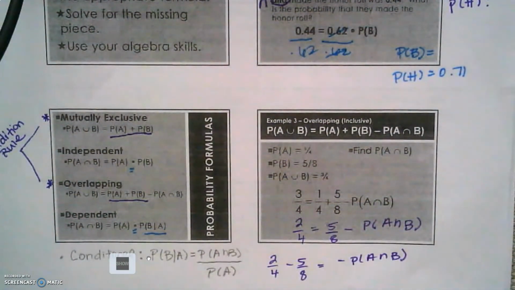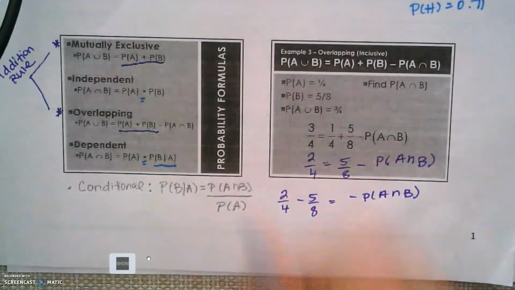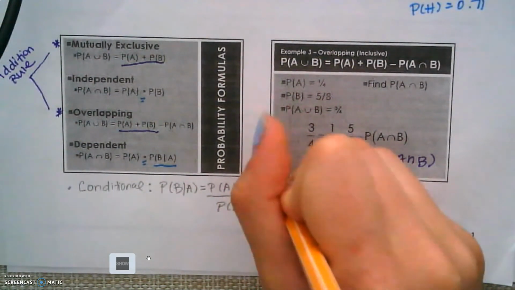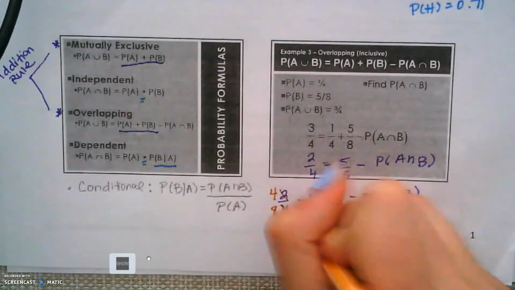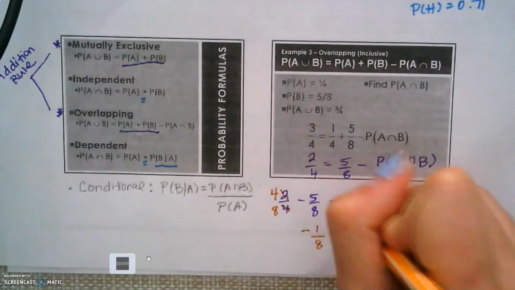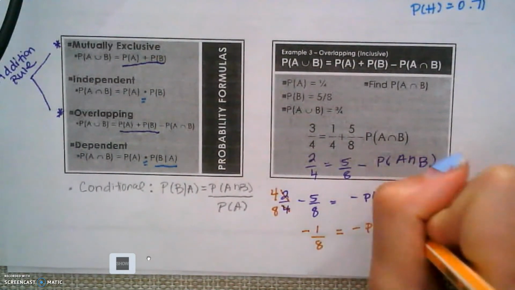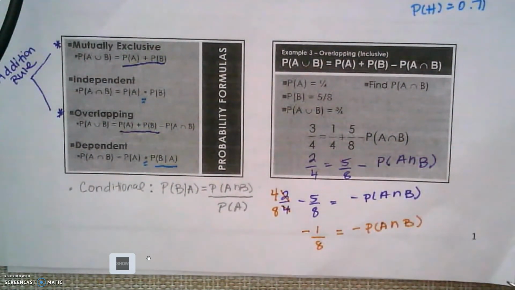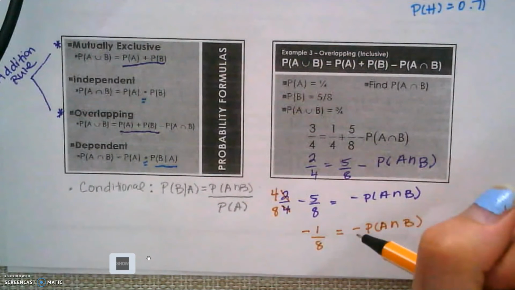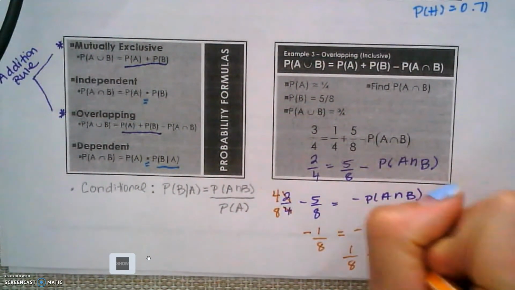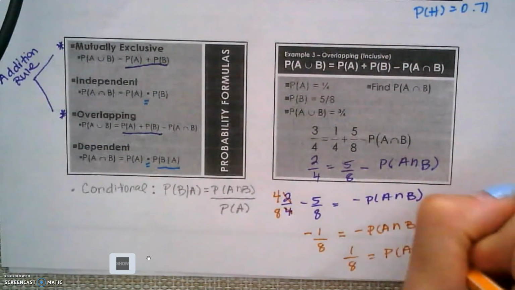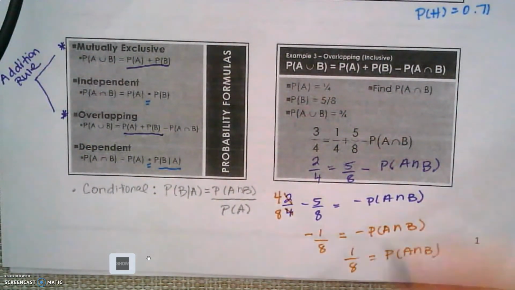You can, of course, cheat and use your calculator, but we might as well practice some fraction skills. 2/4 is the same thing as 4/8. So this is going to be a negative 1/8 is equal to a negative probability of this intersection. We can't have negative probabilities, so we're going to divide it out. So 1/8 is the probability that these two events happen at the same time, that they have an intersection.